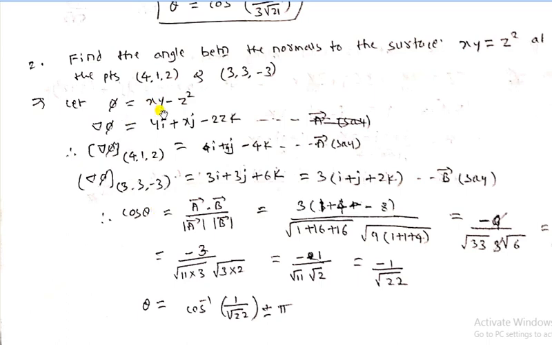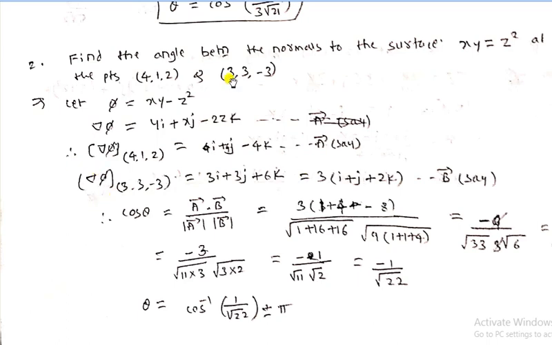So here phi is equal to xy minus z square, the given equation. So we will calculate del phi, meaning differentiating phi with respect to x, y, z partially, we obtain yi plus xj minus 2zk. So in this equation we substitute these 2 points. Use x equal to 4, y equal to 1, z equal to 2, which gives 4i plus j minus 4k, which is denoted as vector a.